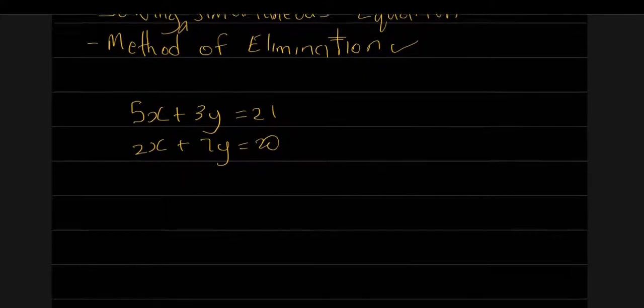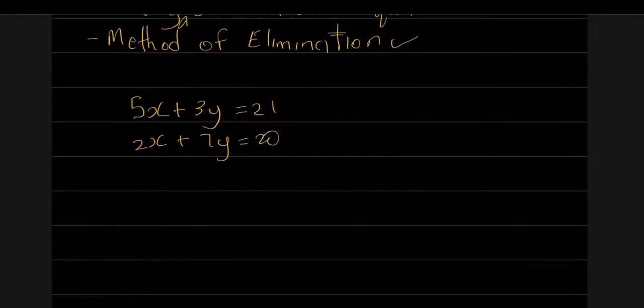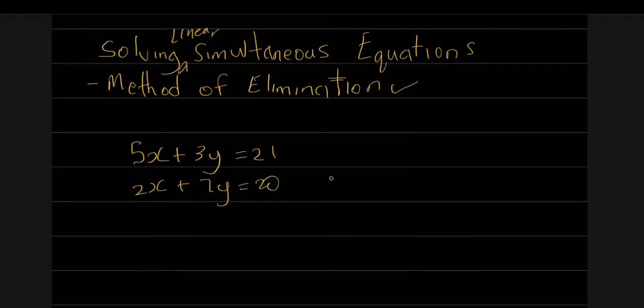All right, as the name says, simultaneous means we are dealing with more than one equation, and solving simultaneous equations means we are solving both equations at once. When we solve it, the values for x and y must satisfy both equation 1 and equation 2. The method of elimination means we want to get rid of one of these variables, either the x or the y. You will have to decide.